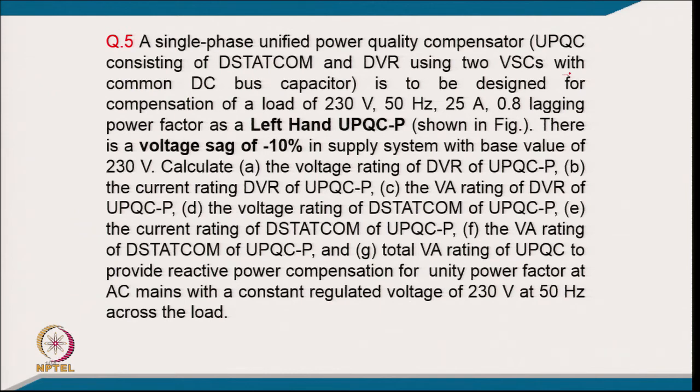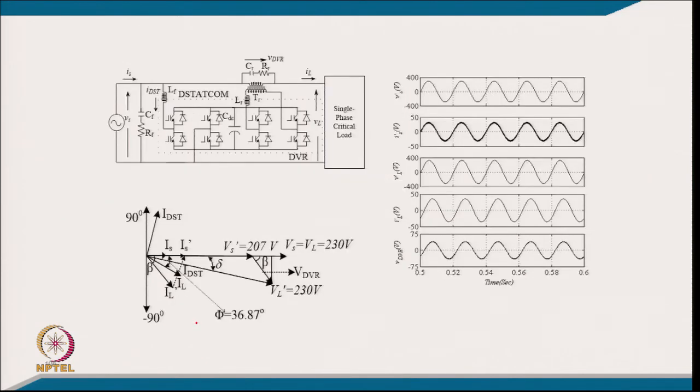Coming to the fifth numerical example, a single phase UPQC consisting of D statcom and DVR using 2 VSC with a common DC bus is to be designed for compensation of a load of 230 volt, 50 hertz, 25 ampere, 0.8 lagging power factor as a left hand UPQC, and there is a voltage sag of -10% in the supply system with a base value of 230 volt. Calculate the voltage rating of DVR UPQC, current rating of DVR, VA rating of DVR, voltage rating of D statcom, current rating of the D statcom, VA rating of D statcom, and total VA rating of UPQC, to provide reactive power compensation for unity power factor, meaning a constant regulated voltage of 230 volt, 50 hertz across the load.